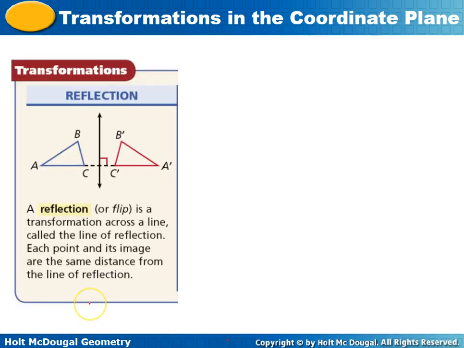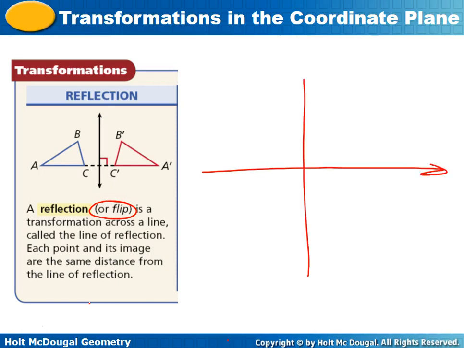So let's talk about reflection. A reflection, or flip, and I think it's really important that you guys key in on this word flip, because that's what you're going to see when you see reflections. It's a transformation across a line called the line of reflection. Each point in the image is the same distance from the line of reflection. So if we look at one of these with an XY coordinate plane, let's just draw a little triangle up here and call this A, B, C.